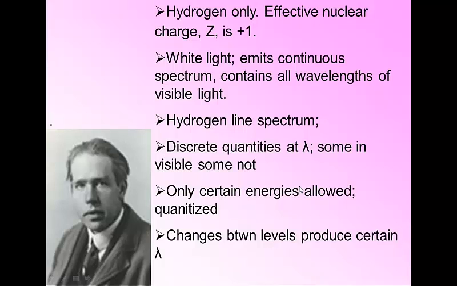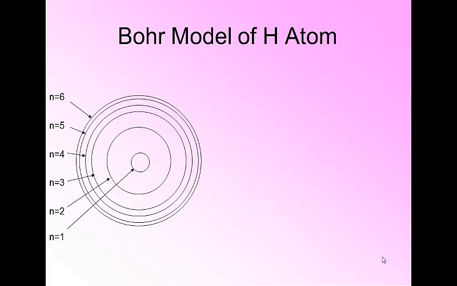Change between levels will produce a certain wavelength of light being emitted or absorbed. So the Bohr model of the hydrogen and only the hydrogen atom. And what I want you to do is realize a couple of things. I want this recreated in your notes exactly as you see it.